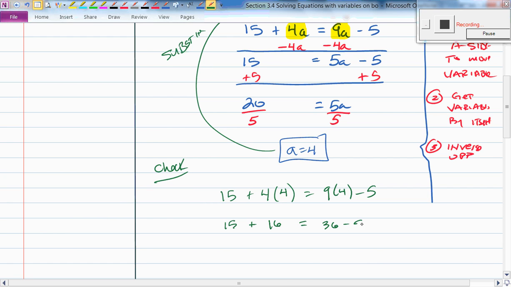36 minus 5. How much is 15 plus 16? 31. Is that the same thing as 36 minus 5? Yes, it is. That is our identity, right? It's the same on both sides. We substituted in, and we got 33 boxes, so we're 33% done.